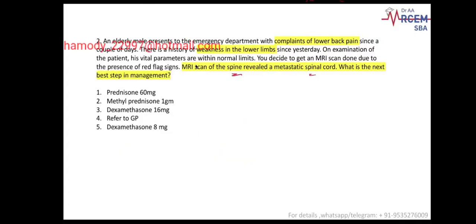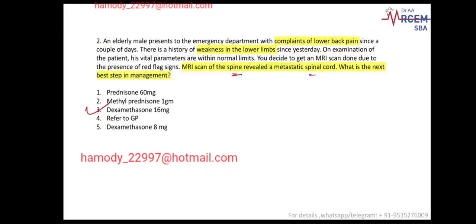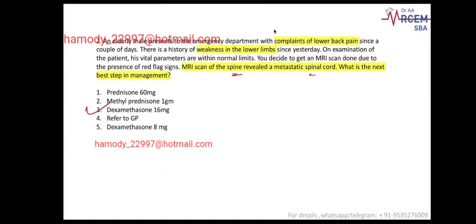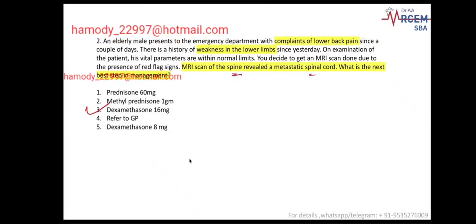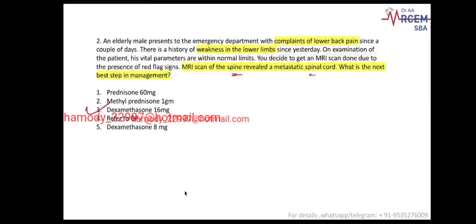With metastatic spinal cord compression, we need to reduce the edema by giving dexamethasone. That is one of the important steps you need to be aware of. So the right answer here is to give dexamethasone 16 mg. So those also you need to be aware of.